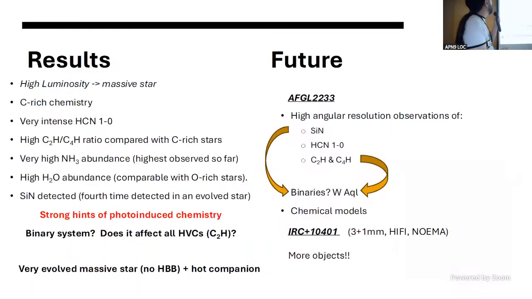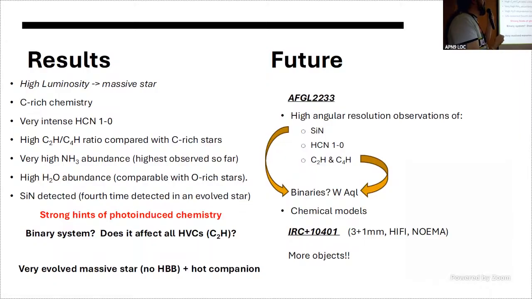Okay, so I haven't seen the signs, maybe I'm running too fast, but well, just in case, I would prefer to be on the safe side. But results. We have a high luminosity, so a massive star, presenting carbon-rich chemistry, probably, as I mentioned, because the hot bottom burning has stopped at some moment.